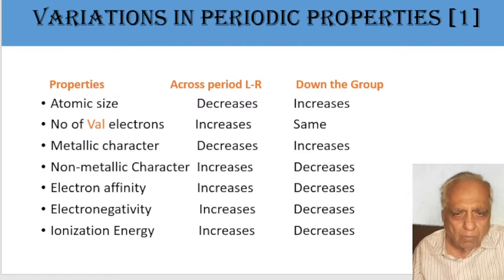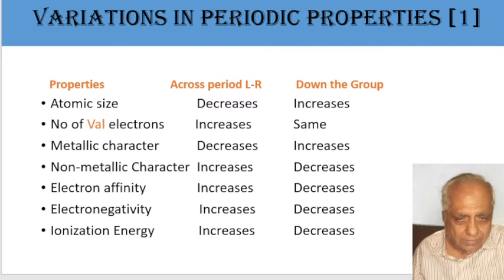Atomic size decreases from left to right. Now, when we are moving down the group, the number of shells will increase by 1. Suppose we are going from period 3 to period 4, the number of shells will increase from 3 to 4. If we go from period 4 to period 5, the number of shells will increase by 1. So when we go down the group, as the number of shells increases, atomic size will increase.